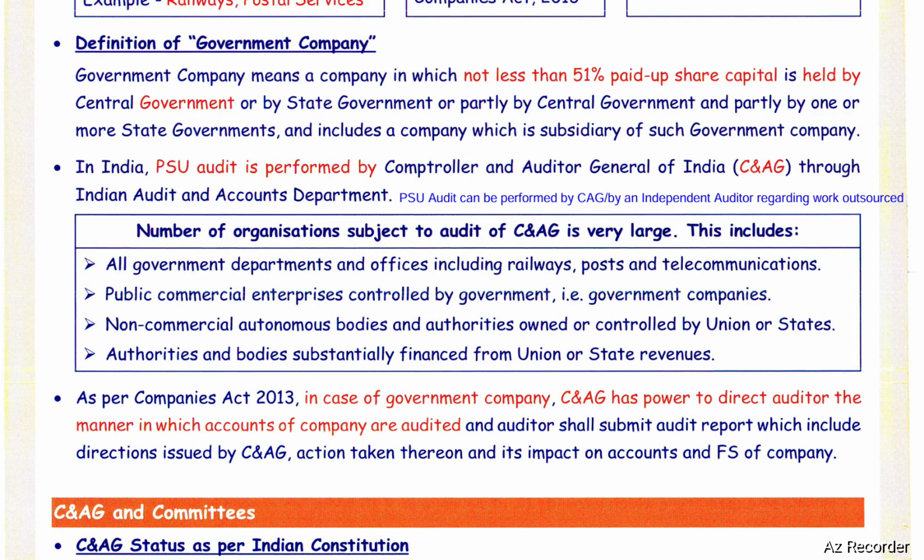Number of organizations subject to audit of CAG is very large. This includes all government departments and offices, including railways, posts, and telecommunications, public commercial enterprises controlled by the government, that is, government companies, non-commercial autonomous bodies and authorities owned or controlled by state government or union government, authorities and bodies substantially financed by union or state revenues.